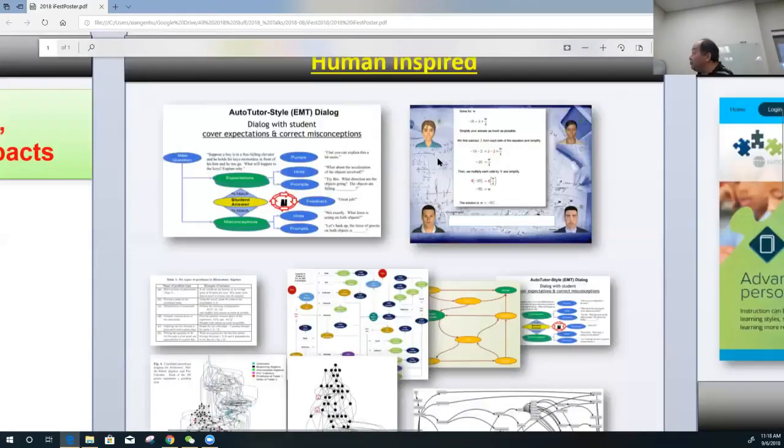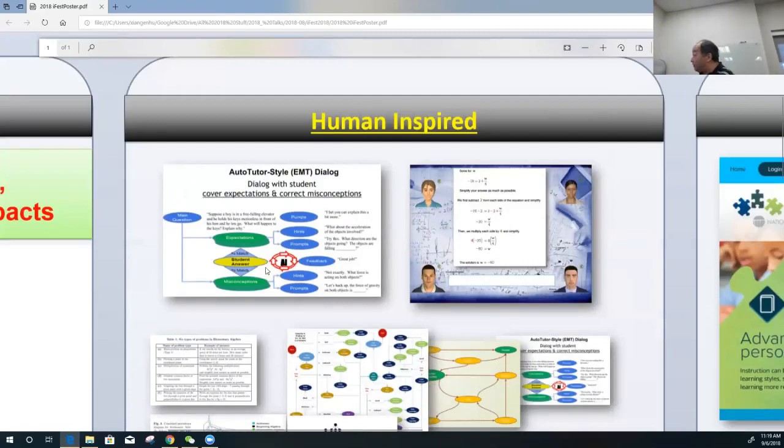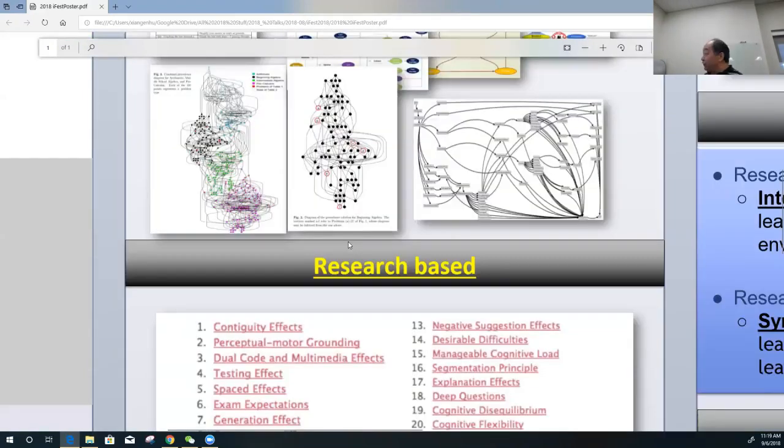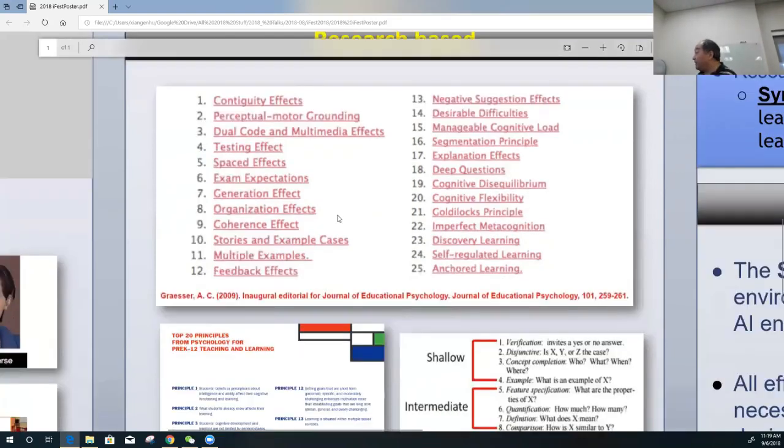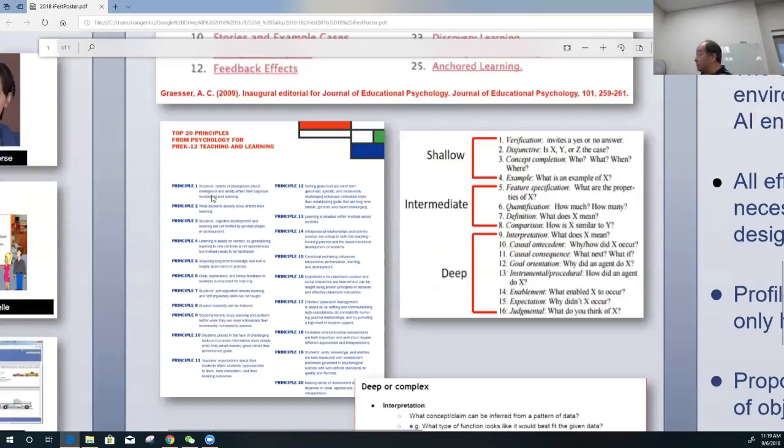In other words, we call this human inspired, because we actually observe it from humans, and then research based. Behind this implementation, we have a lot of learning theories. For example, there are 25 learning principles that Razor, my colleague, summarized in his inaugural editorial when he was the editor of Educational Psychologist. Other agencies summarize from other perspectives. For example, the APA, American Psychological Association, has 20 learning principles for teaching.